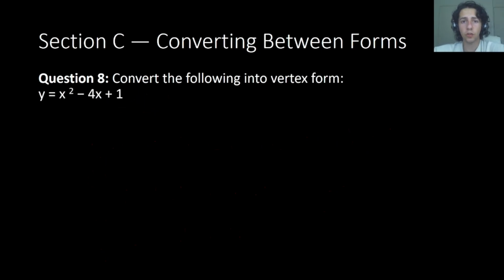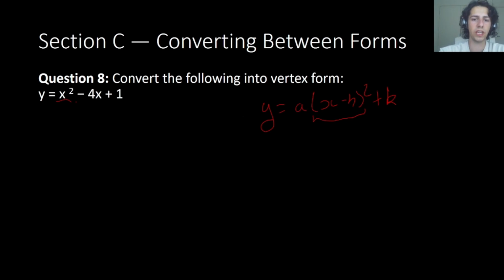Now let's move on. Question 8. Convert the following into vertex form. Now vertex form, remember, is going to be something like this. We're going to have a squared polynomial. And to get that, we're going to have to do something called completing the square. But before we do completing the square, we have to make sure we factorize any type of coefficient first. But if we look here at our function, we can already notice that our a coefficient is just going to be 1, so we don't really have to do any factorizing at all. So let's just get this started then.